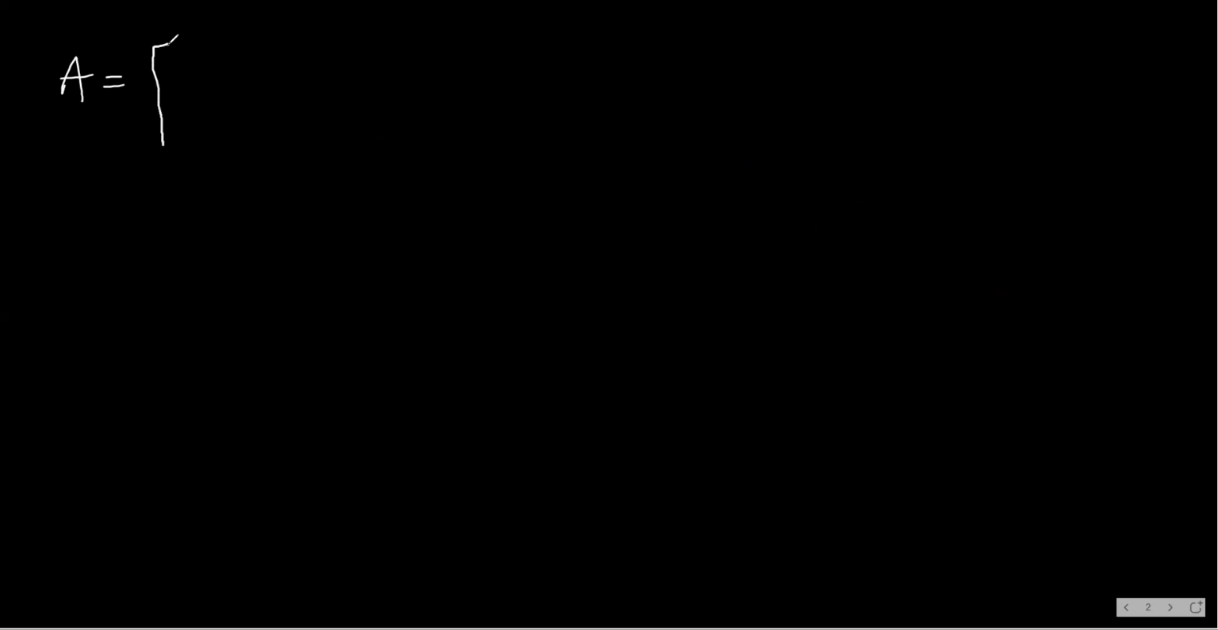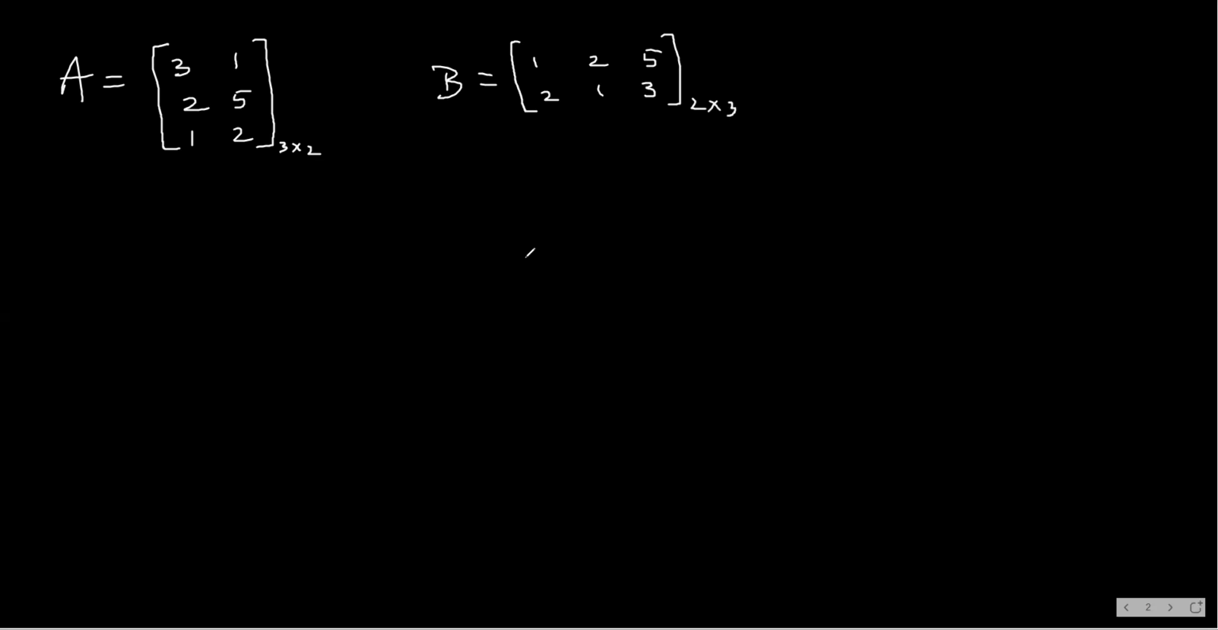Here I write a matrix as 3 1 2 5 1 2. This is matrix A, and its order is 3 by 2. The other matrix which I write is B, and I write it as 1 2 5 2 1 3. This matrix is 2 by 3.